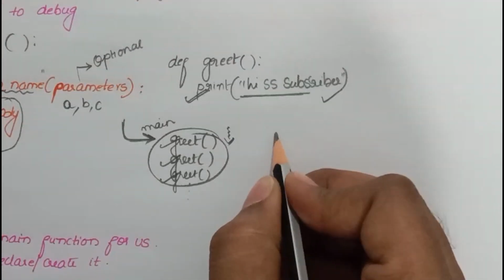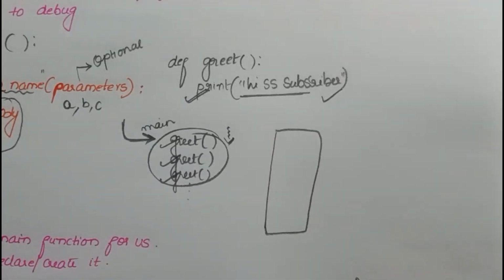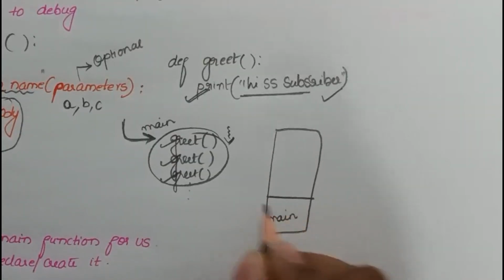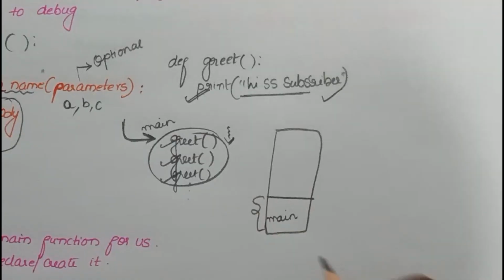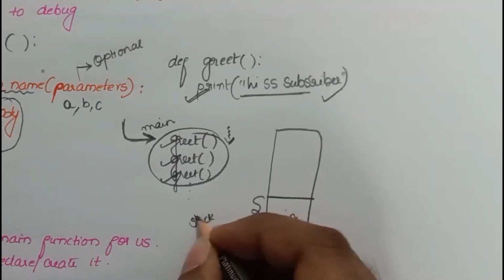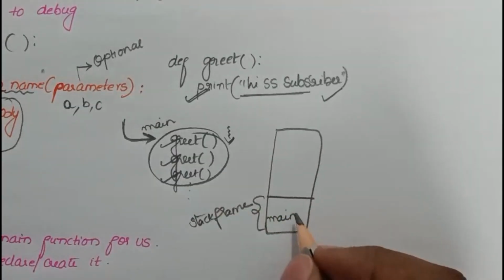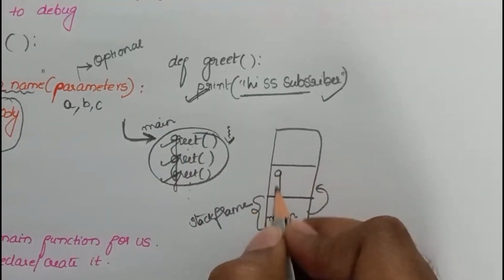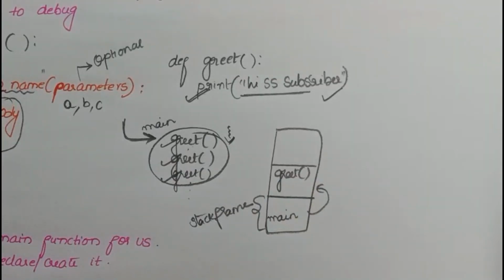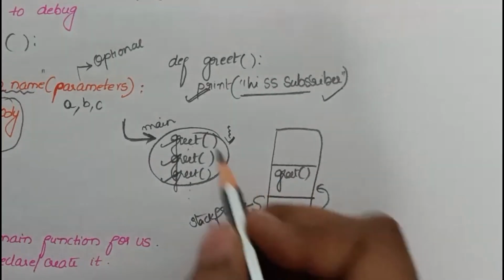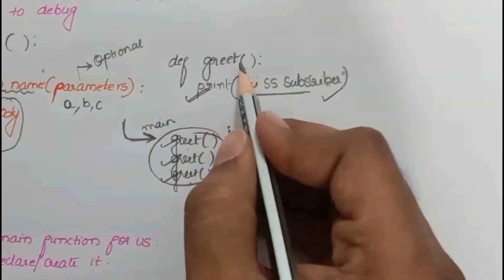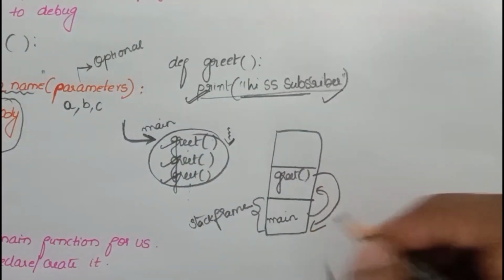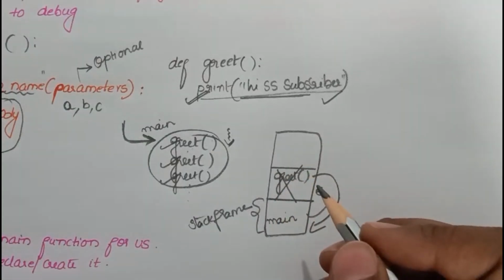If we look at it from the memory point of view, let's say this is the main memory where the program is getting executed. Here it will be the main function. This is the stack frame. We call it the stack frame of the main function. Now this main function will call the greet function. So for the greet function, a separate stack frame is allocated in main memory. Now the control goes to the greet function. What does the greet function do? It just prints this statement, and the control comes back to the main function. The stack frame created for this greet function will get destroyed.